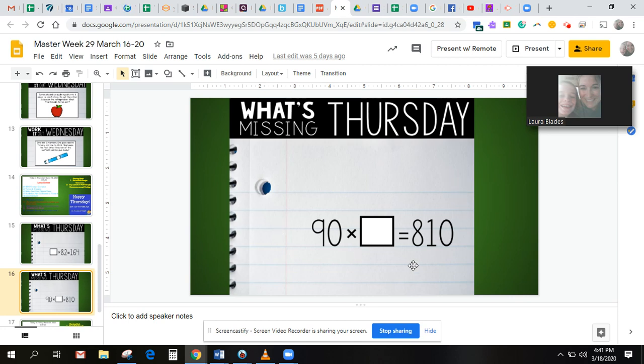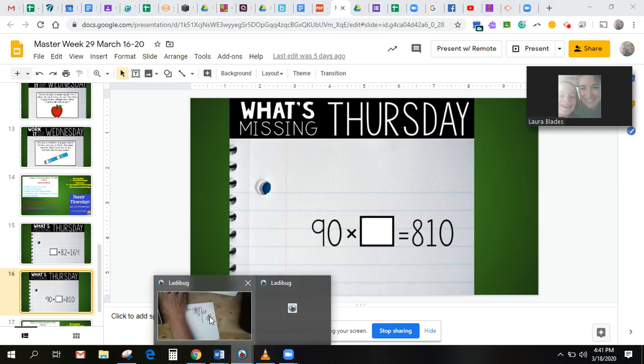Now, going back to our problem, our next one is 90 times some factor will equal 810. Again, same strategy, taking the product and dividing it by one of the factors that is still remaining. I'd like for your students at this time to pause the video and work this problem and then check it based upon my solution. So 90 times something equals 810.